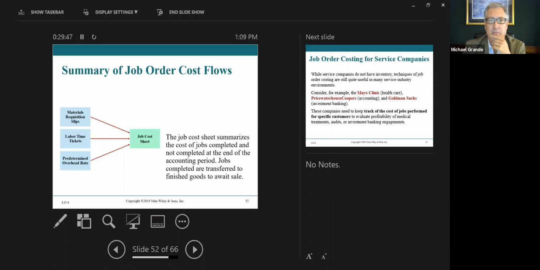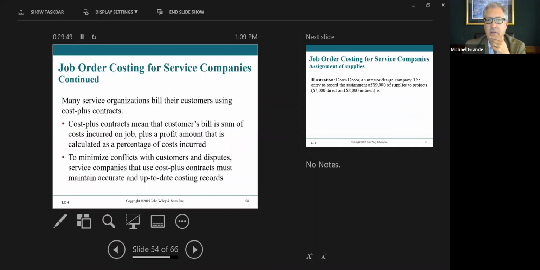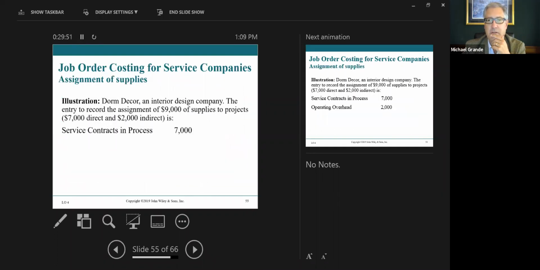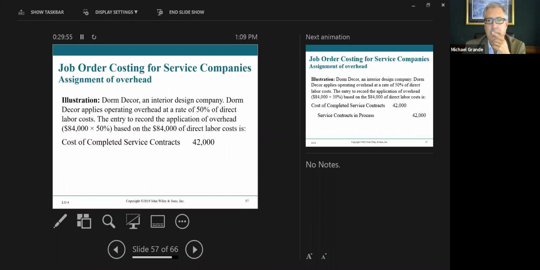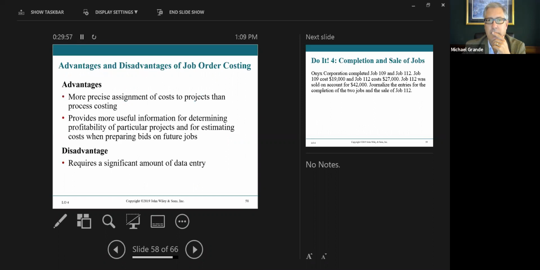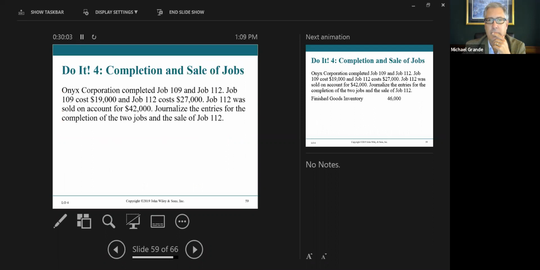We can skip that for a minute. I'm going to skip the service contract materials here. I'm going to skip this example.